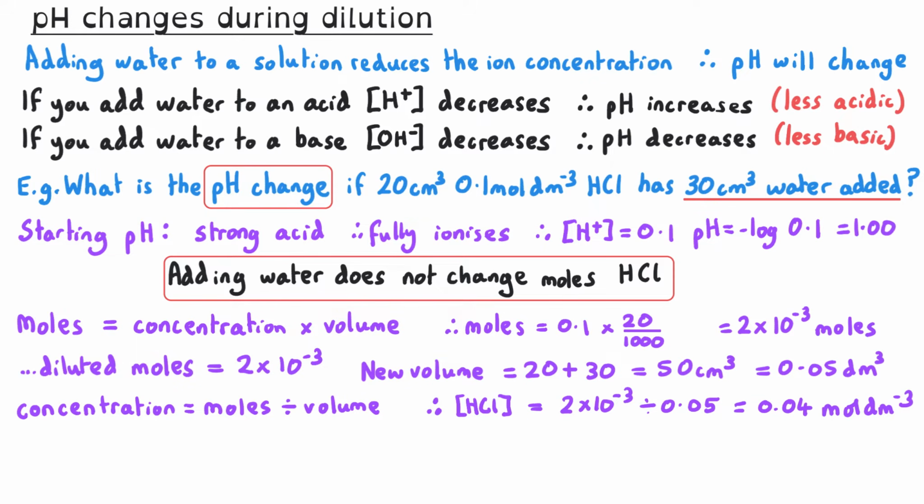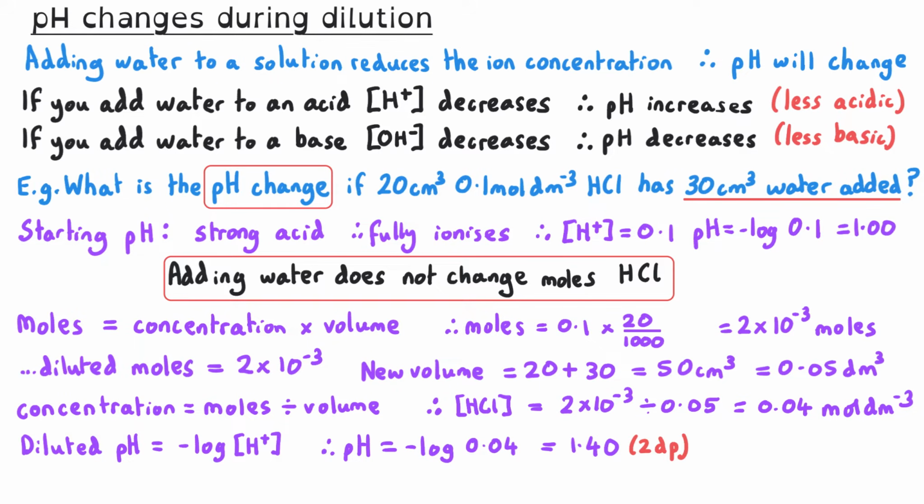Hydrochloric acid is still a strong acid, it's just more dilute than before, so we can still say that the hydrogen ion concentration is the same as the hydrochloric acid concentration, and so we can work out the pH by doing the negative log of 0.04, and this gives us a pH of 1.40 to 2 decimal places. The question asked us for a pH change, and so the pH is changing from 1.00 to 1.40, and so this is a change of 0.40.